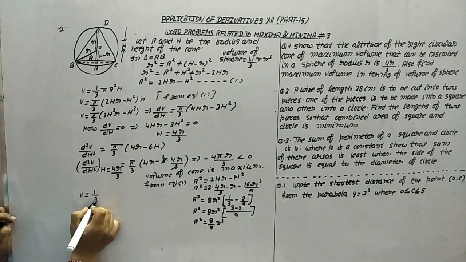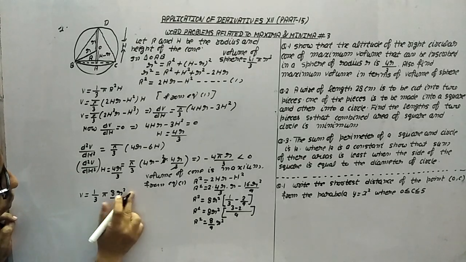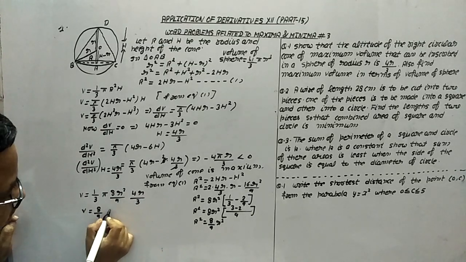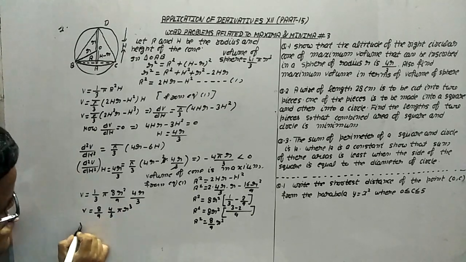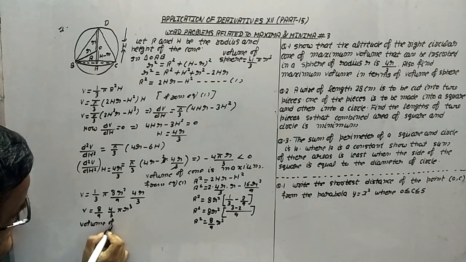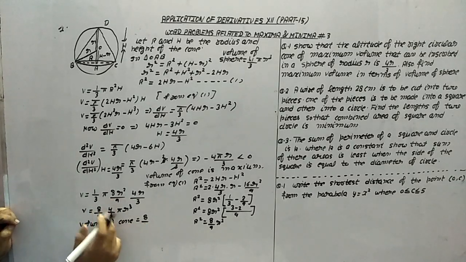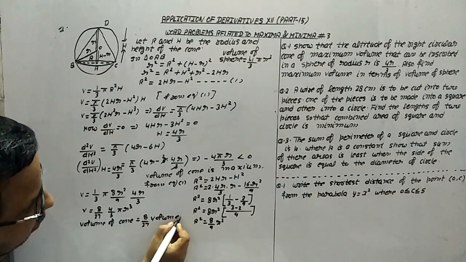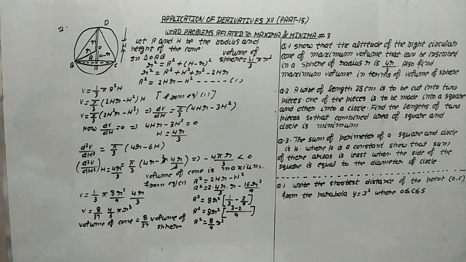Now volume of cone is 1 upon 3 pi R square, which means 8r square upon 9 into 4r by 3. It means V is equal to 8 by 9 into 4 upon 3 pi r cube. It means volume of cone is equal to 8 by 27 volume of sphere. So this is the way to do this question, which is very very important. Now let's start with the solution of question number 2.